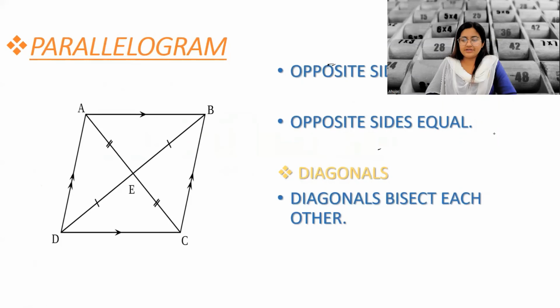Parallelogram: opposite sides are equal, opposite sides are parallel, and diagonals bisect each other. As you can see here, this side is parallel to this side, and the diagonals bisect each other and nothing else, because we have just started here. Okay, now let's proceed to the next part.